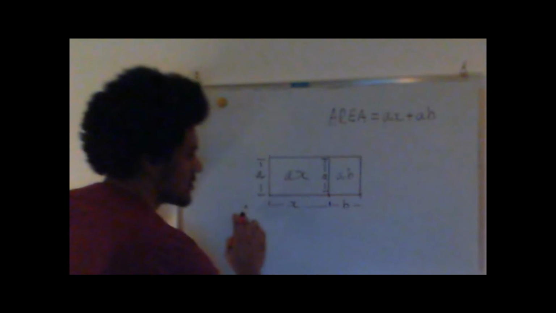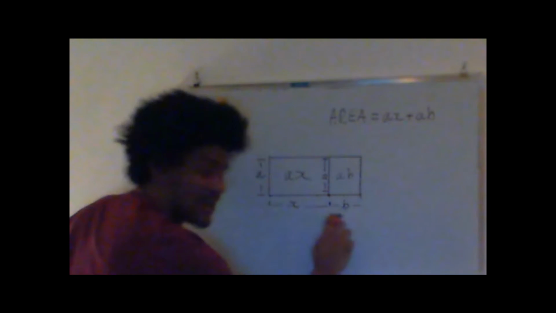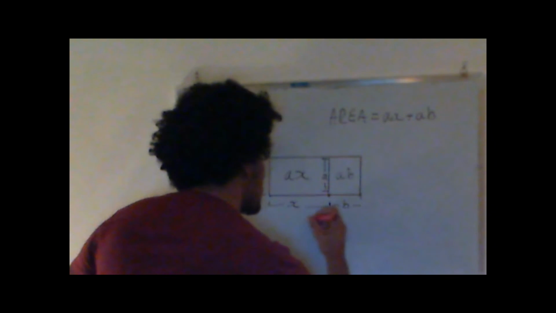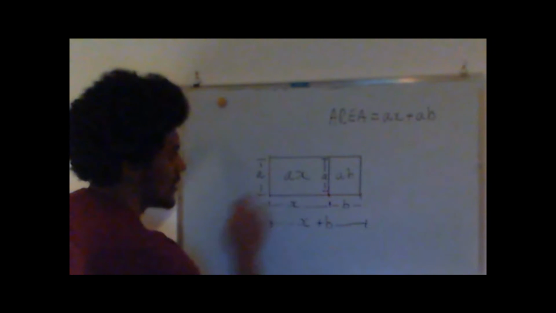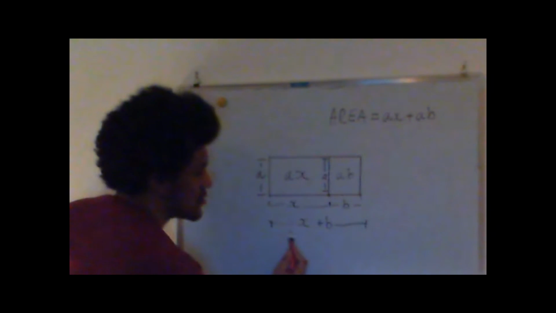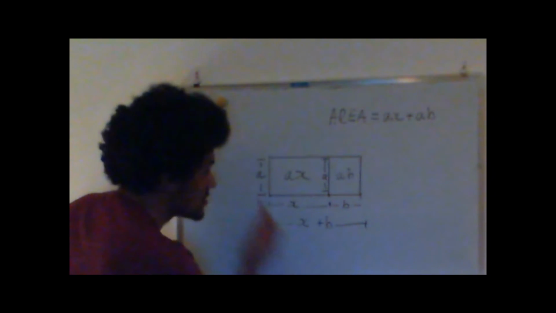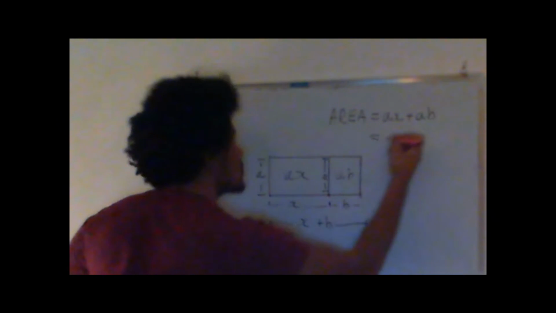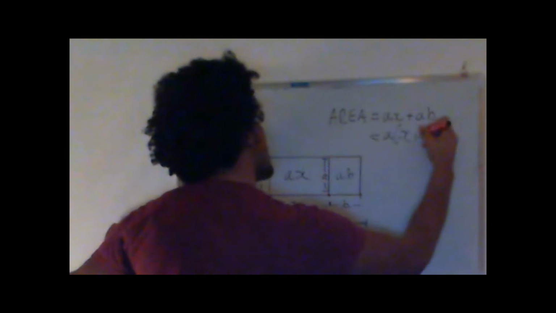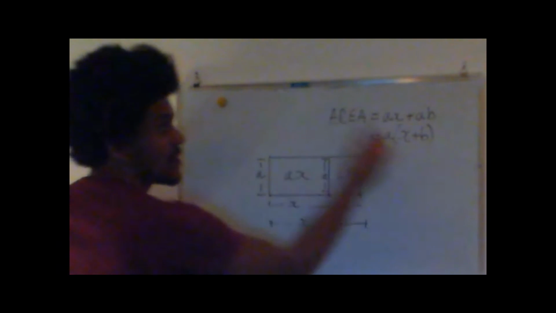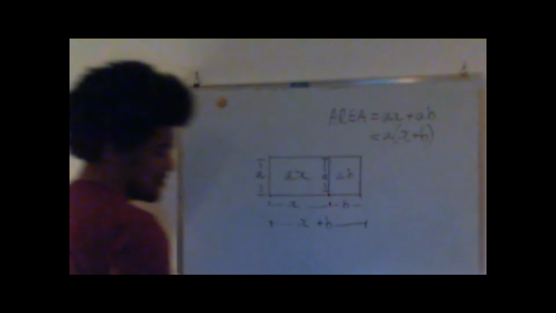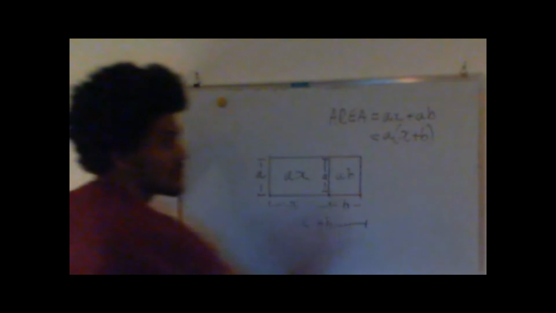Now what we also have is this length at the bottom here is length x plus the length b. So you can write the base length here as x plus b. And therefore the area of the big rectangle is going to be (x plus b) times a. So the area equals a times (x plus b), which is the result we had by factorising. So this gives you a geometric understanding of where it comes from.